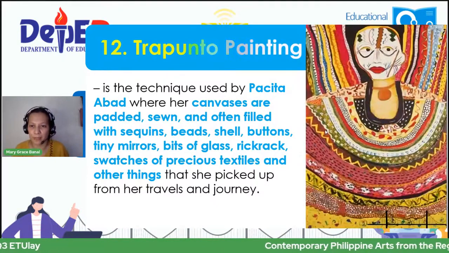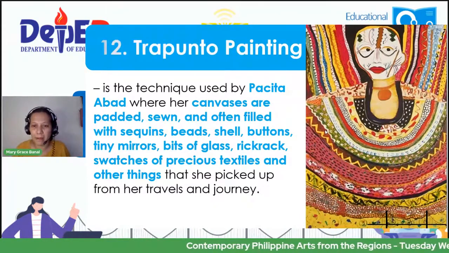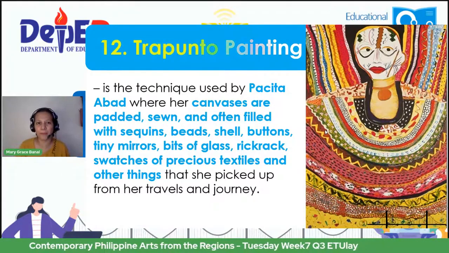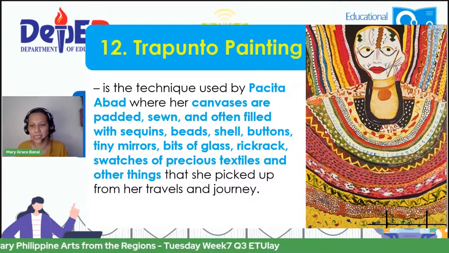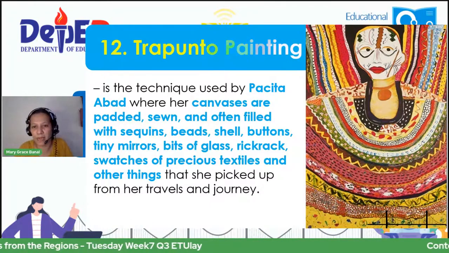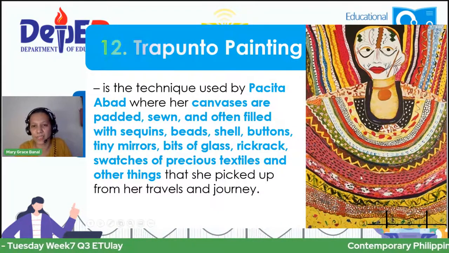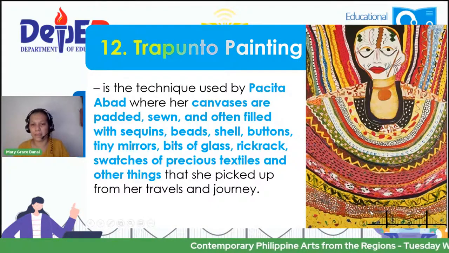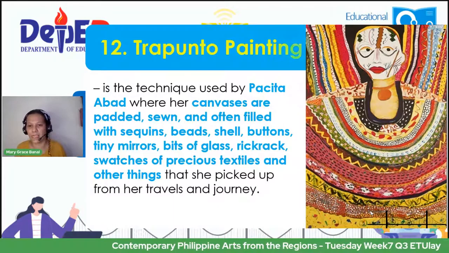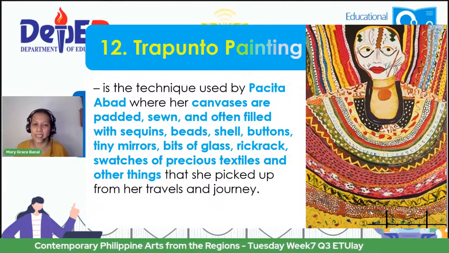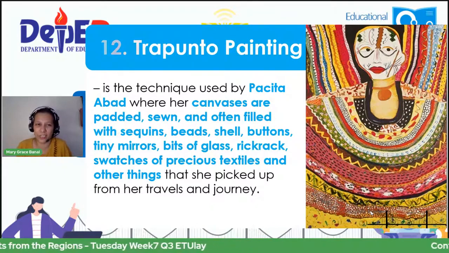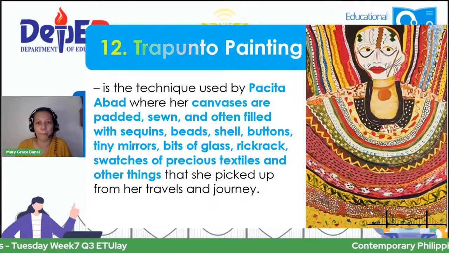Here's an example. So yung artwork na yan ni Pasita Abad, gumamit siya ng Trapunto painting. So mapapansin nyo na meron diyang mga beads, may mga crocheted materials, then may iba't ibang sequins, may glasses na inilagay din siya dyan, and buttons. So halo-halo yung kanyang material. So ang tawag pala dyan is Trapunto painting.